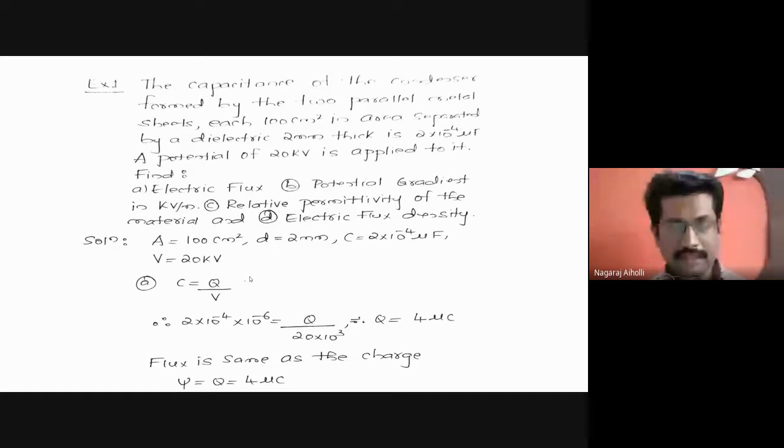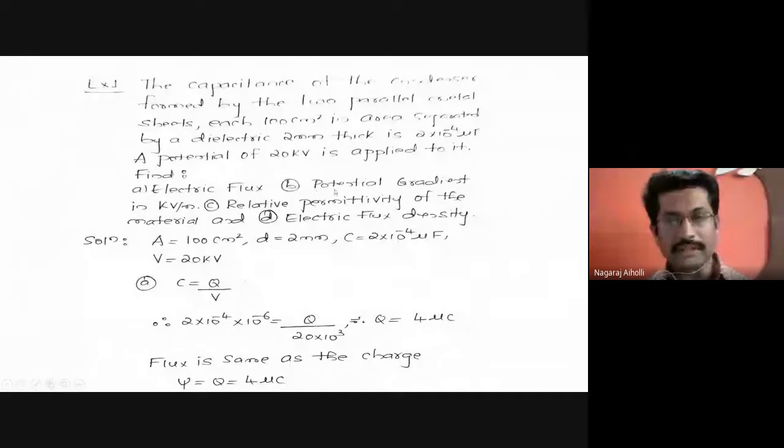Sir, Q is equal to 4 microcoulomb, correct? Okay. Now we know that flux and charge both are one and the same. We have discussed this concept, correct? So flux is equal to Q, that is equal to 4 microcoulomb. Flux is same as the charge, and hence I can write flux is equal to charge, that is equal to 4 microcoulomb. Okay, we have found out the value of flux, part A.